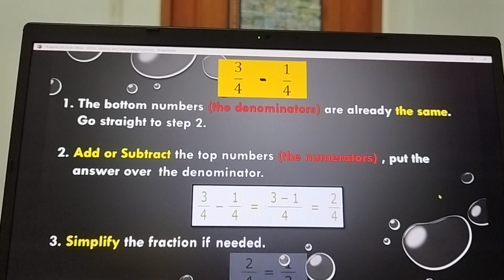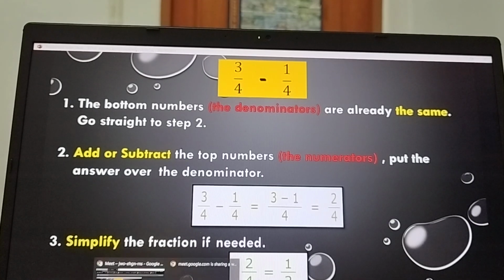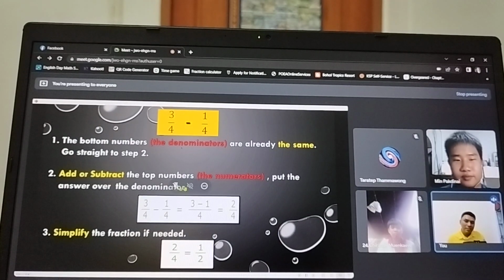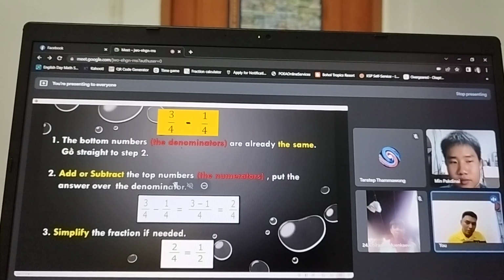Half. Okay, 1/2. Very good. See? Easy, right? Very good, Pakdinay. Thank you, Pakdinay, for answering. Again, first step, make sure the bottom numbers are the same. Go to step 2.